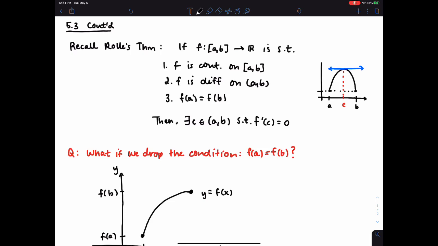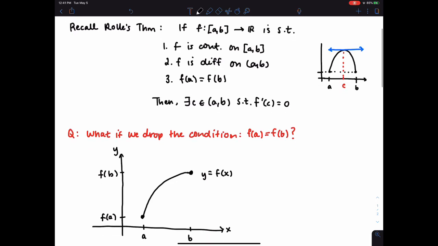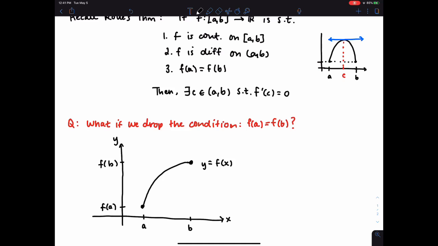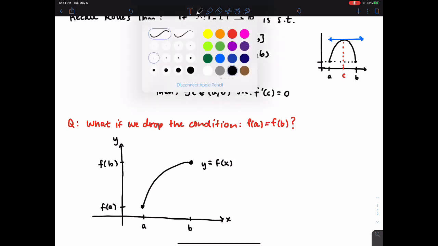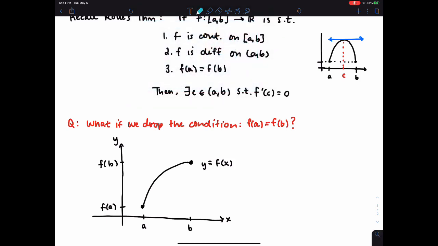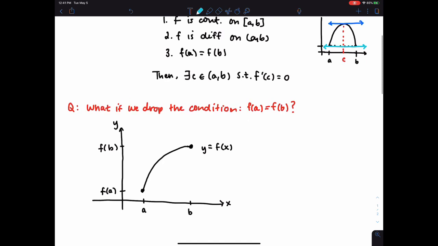be horizontal. So in this lecture, we're going to ask the question, what if we drop the condition that f(a) has to be equal to f(b)? What happens then? Here I've drawn a graph of a function that has different values at its endpoints. If we go back up to our original Rolle's theorem picture, notice that if I were to draw the secant line between A and B, it would have the same slope as the tangent line. They would both be horizontal. I have a similar result here.